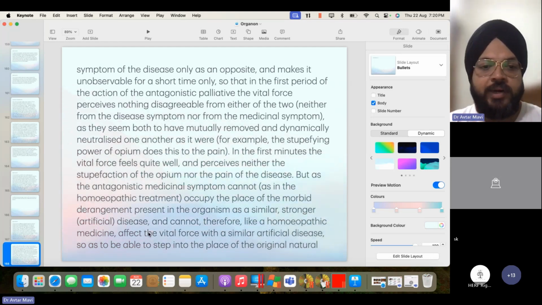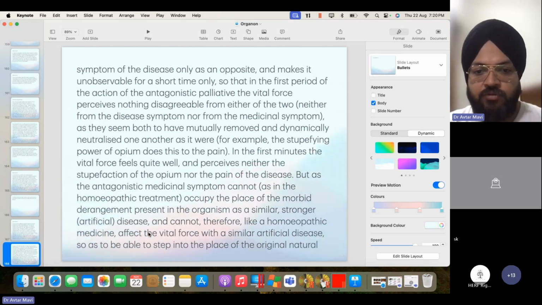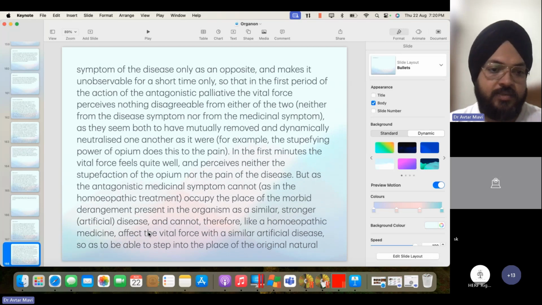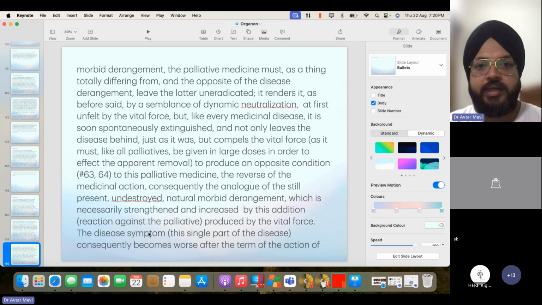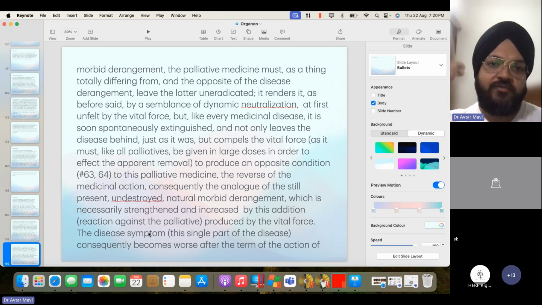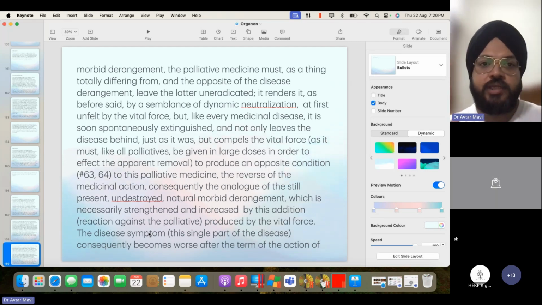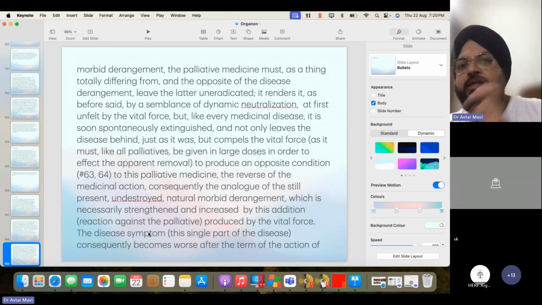It cannot occupy the place of morbid derangement present in the organism as a similar, stronger artificial disease and cannot, therefore, like a homeopathic medicine, affect the vital force with a similar artificial disease, so as to be able to step into the place of the original natural morbid derangement. The palliative medicine must, as a thing totally differing from and the opposite of the disease derangement, leave the latter uneradicated. So it is just like the aphorism where we talked about a dissimilar disease meeting a dissimilar disease.